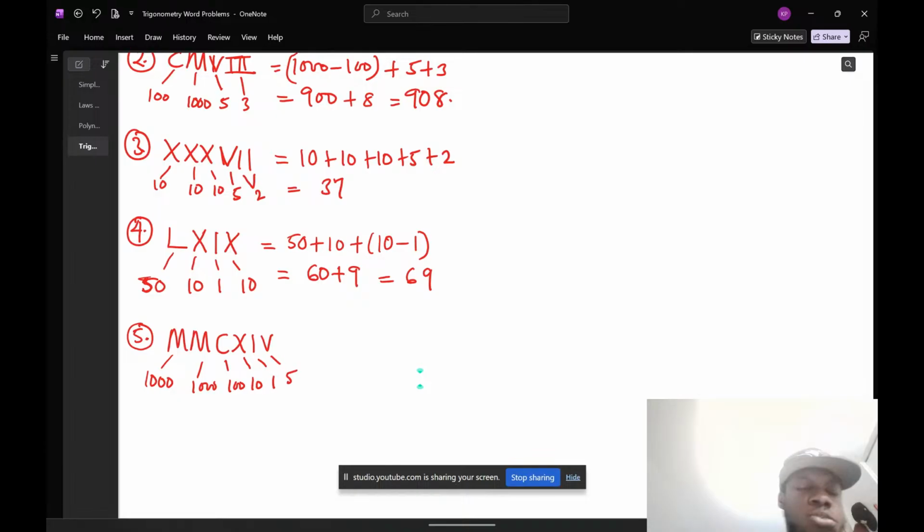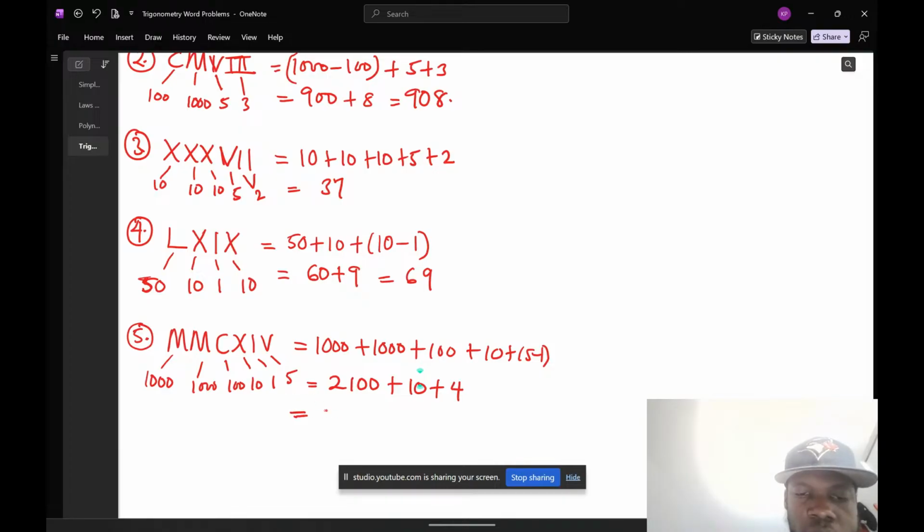So now let's write it this way. So we have 1000 plus 1000 plus 100 plus 10 plus 5 minus 1. Okay. So 1000 plus 1000 is 2000. Okay. So 2000 plus 100 is 2100, plus 10 plus 5 minus 1 is 4. Okay. So that will be 10 plus 4 will give us 14. So that will be 2100 plus 14.